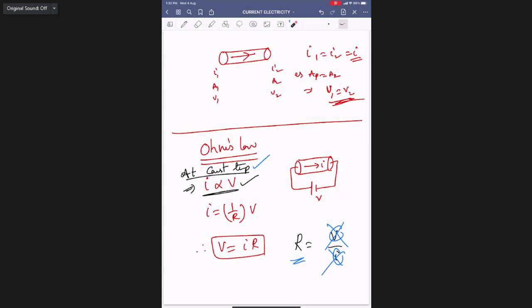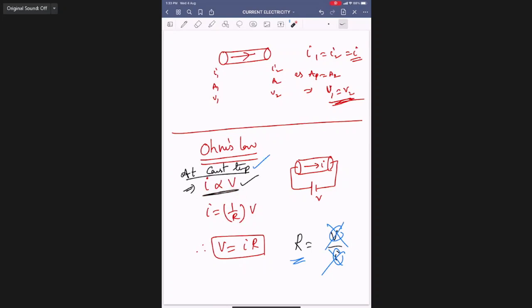What is Ohm's law? You are applying some potential difference across a conductor. Current is flowing. At constant temperature, this is very, very important. If temperature changes, this value will change. At constant temperature, more is the potential difference, more is the current. So I will be large if more potential difference is applied. So I is proportional to V, with some constant. That constant is called 1 by R.